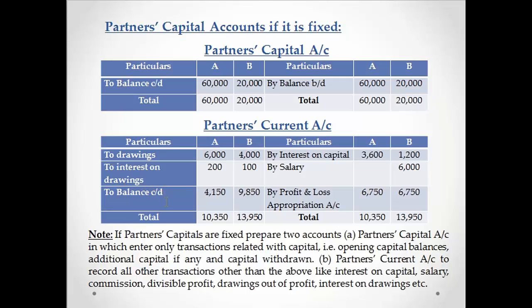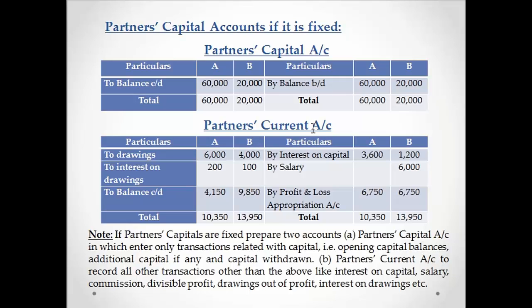To balance carried down, and the closing balance in the current account has to be calculated separately for A and B. A separate total is taken for A and B. The difference amount is calculated, and the difference amount is always taken to balance carried down. Okay, what is the meaning of this to balance carried down? These are the closing balances separately for A and B, which is coming in the partner's current account.